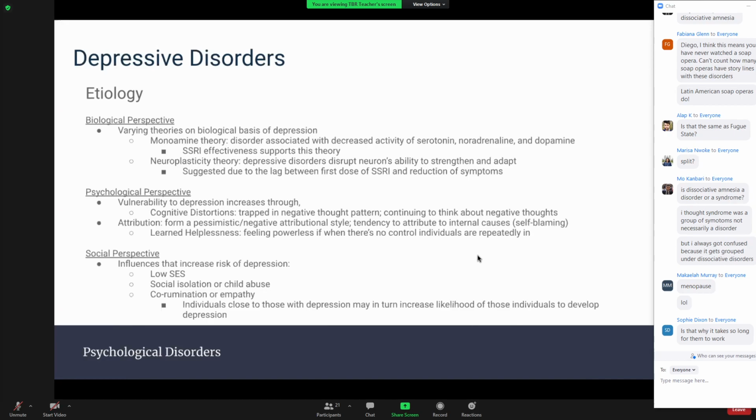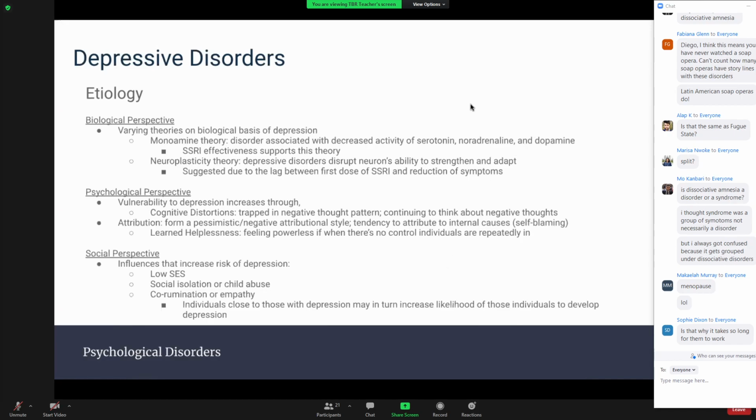The social perspective for the causes of it says that with depressive disorders, you might have an increased risk for them if you come from a low socioeconomic status. Also, if there is social isolation and child abuse present.